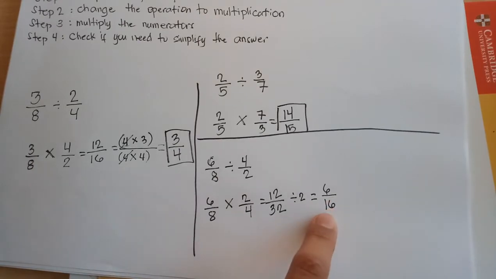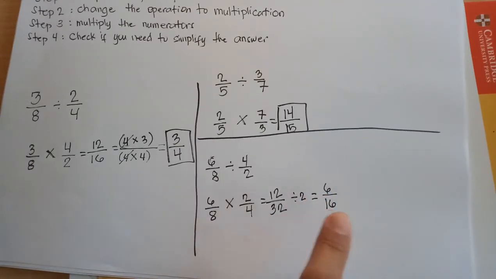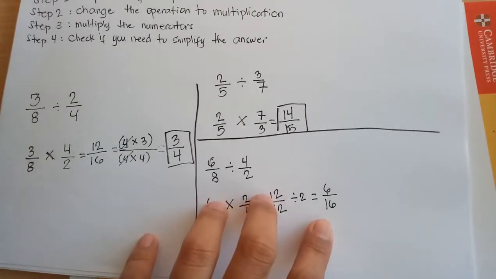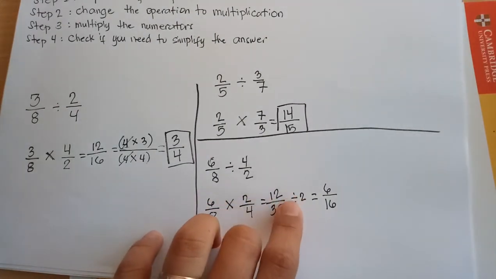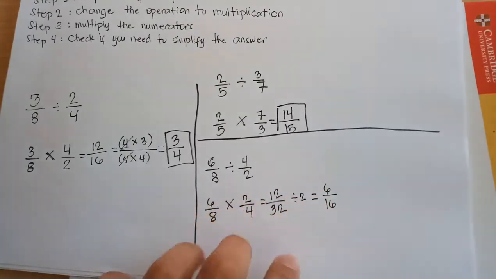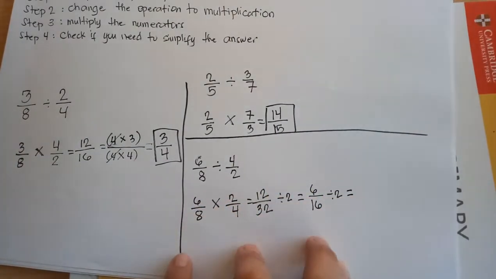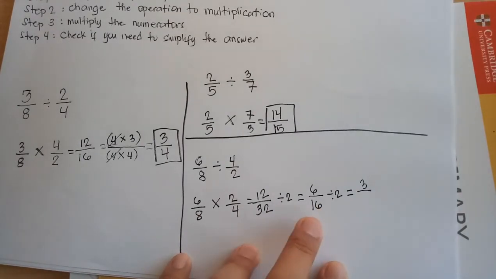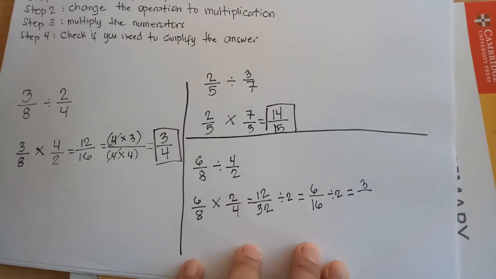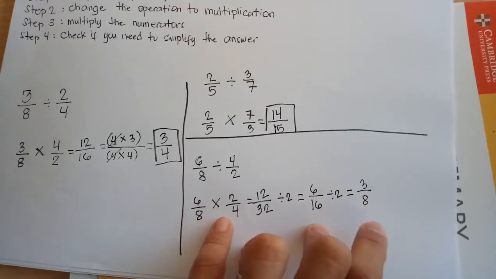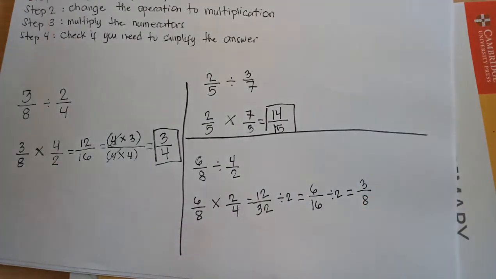We can still simplify 6/16. We can again divide it by 2 because both of them are even numbers. Now 6 divided by 2 equals 3. 16 divided by 2 equals 8. Now we have the answer 3/8. Now think again, do we still need to simplify this answer? No, this is our final answer.